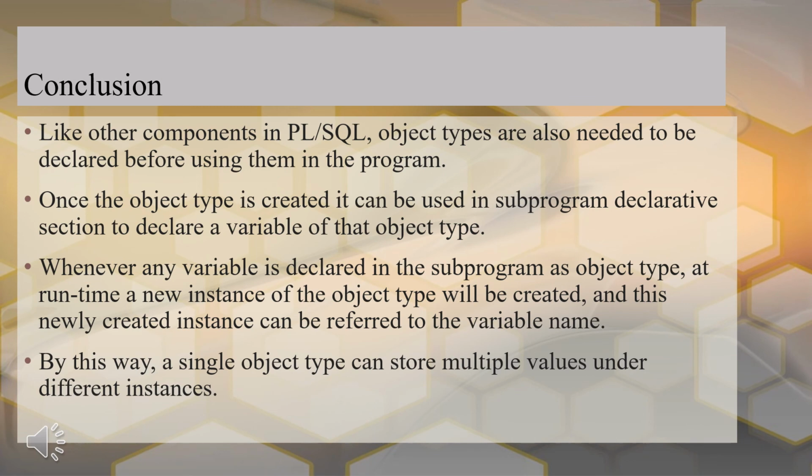Concluding all this, like other components in PL/SQL, object types also need to be declared before using them in the program. Once the object type is created, it can be used in a subprogram. We can first initiate the object type, and then we can create several instances of that object, just as we saw using the address type. In this way, a single object type can store multiple values under different instances. And that's all. Thank you.